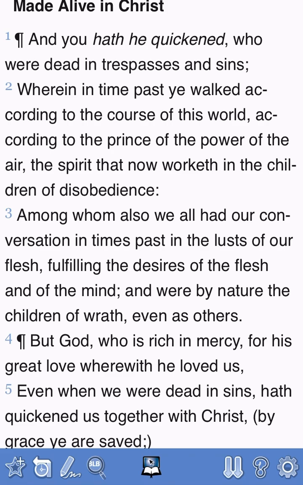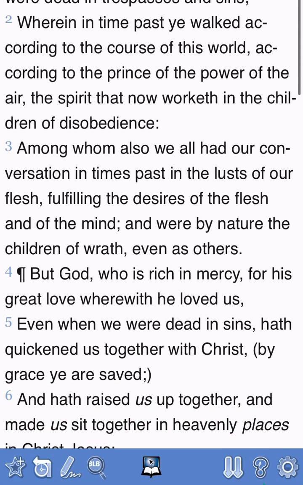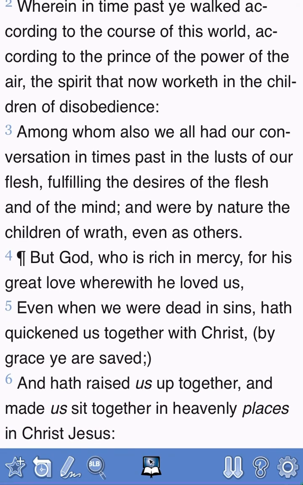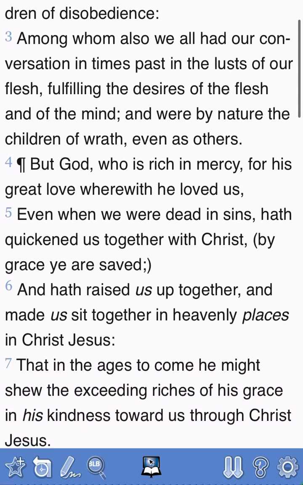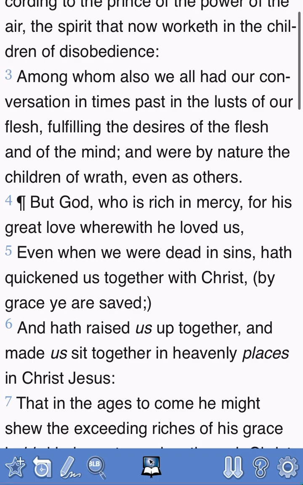Pretty much we were living a life of deceit, being in that gross darkness mentioned in Isaiah, the 60th chapter. So it says, among whom also we all had our conversation in time past, in the lust of our flesh, fulfilling the desires of the flesh and of the mind, and were by nature the children of wrath, even as others. So we was fulfilling whatever we wanted to do. Jake was into rap, sports, whatever, chasing the bag.